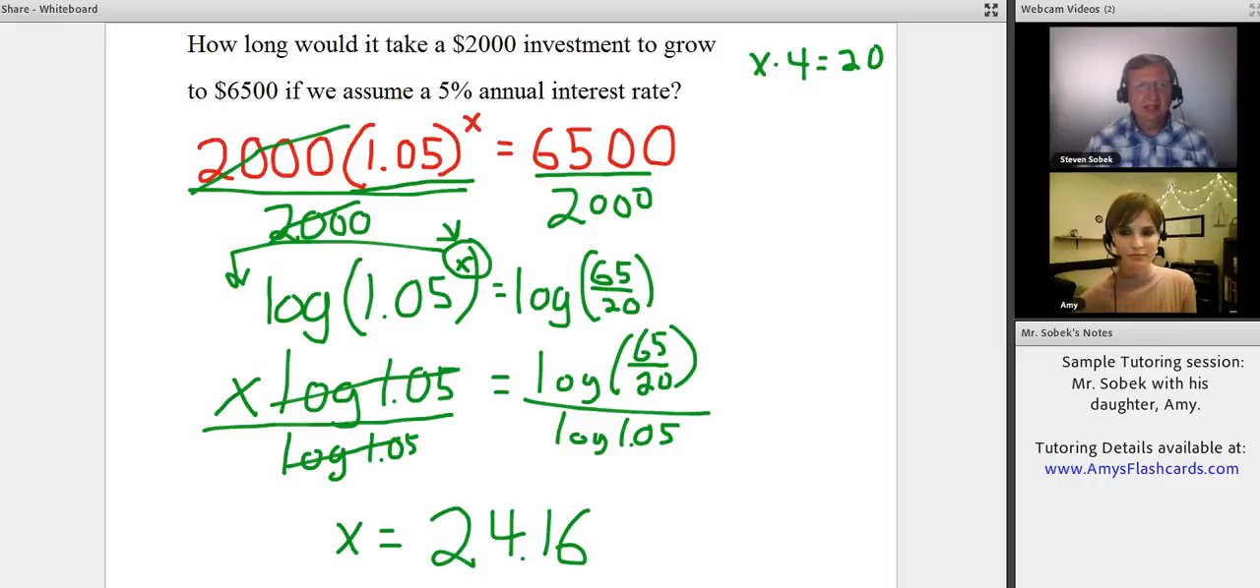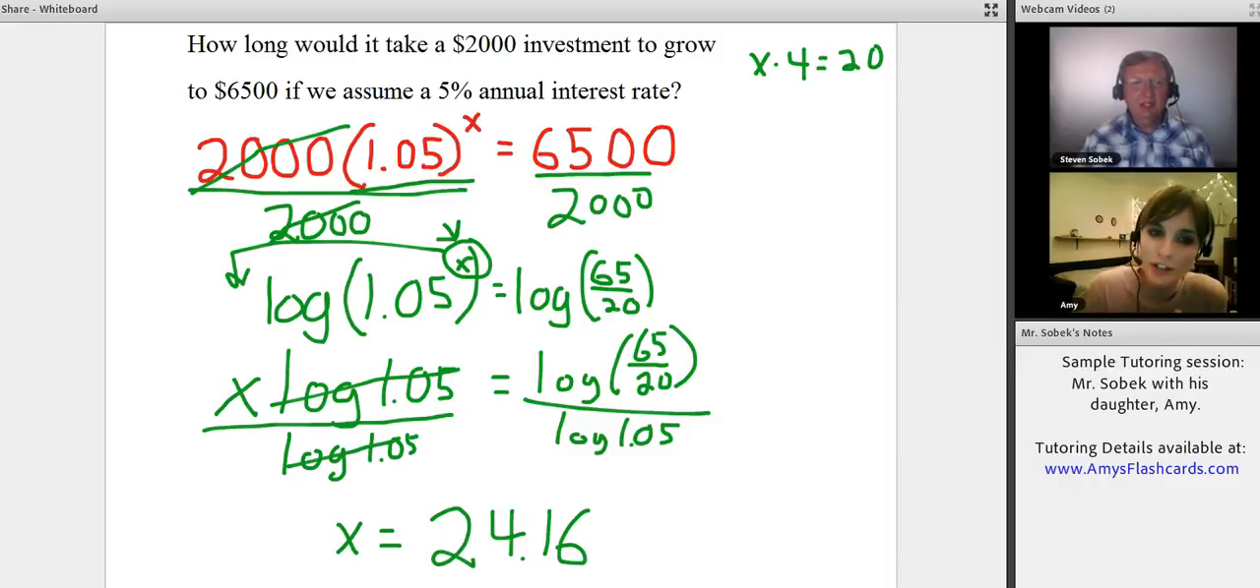You would just plug this number back in here for x, since it's a rounded number, and evaluate this. You would just take 2,000 times 1.05 raised to the 24.16 power. What? Wait, start over like 1 minute ago.